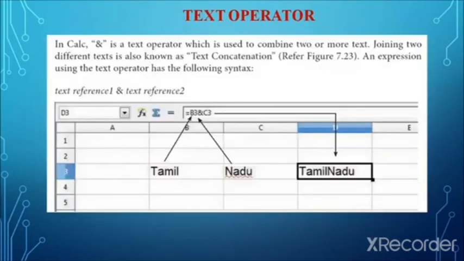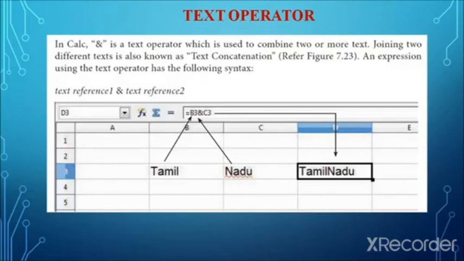And next one is the text operator. In OpenOffice Calc, the ampersand symbol is used as a text operator, which is used to combine two or more texts. You can see the example, where Tamil and Nadu are given in two different cells. We use equal to, that is the formula, text reference 1, ampersand symbol, and text reference 2, that is B3 and C3, which are cell addresses.